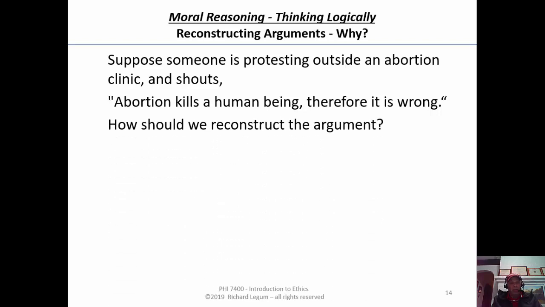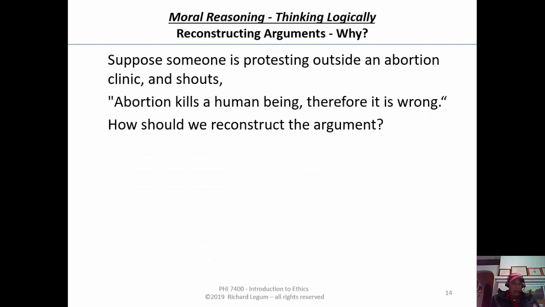So how should we reconstruct this argument? Well, what do you guys think the conclusion is? I think we have a pretty big hint. There's a "therefore" in it, which is why it probably doesn't make a good chant for protesting. Therefore, it is wrong. What is wrong? Abortion is wrong, right?